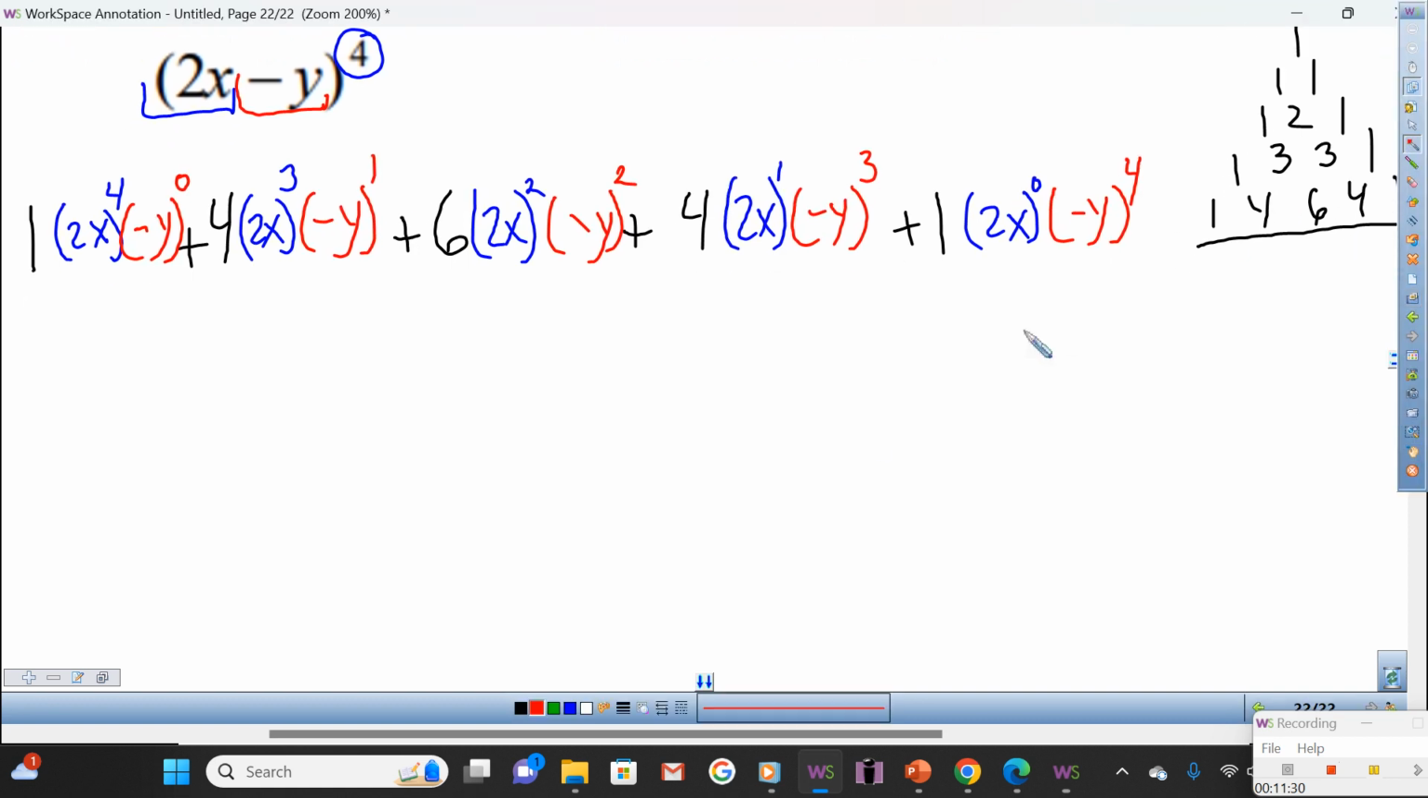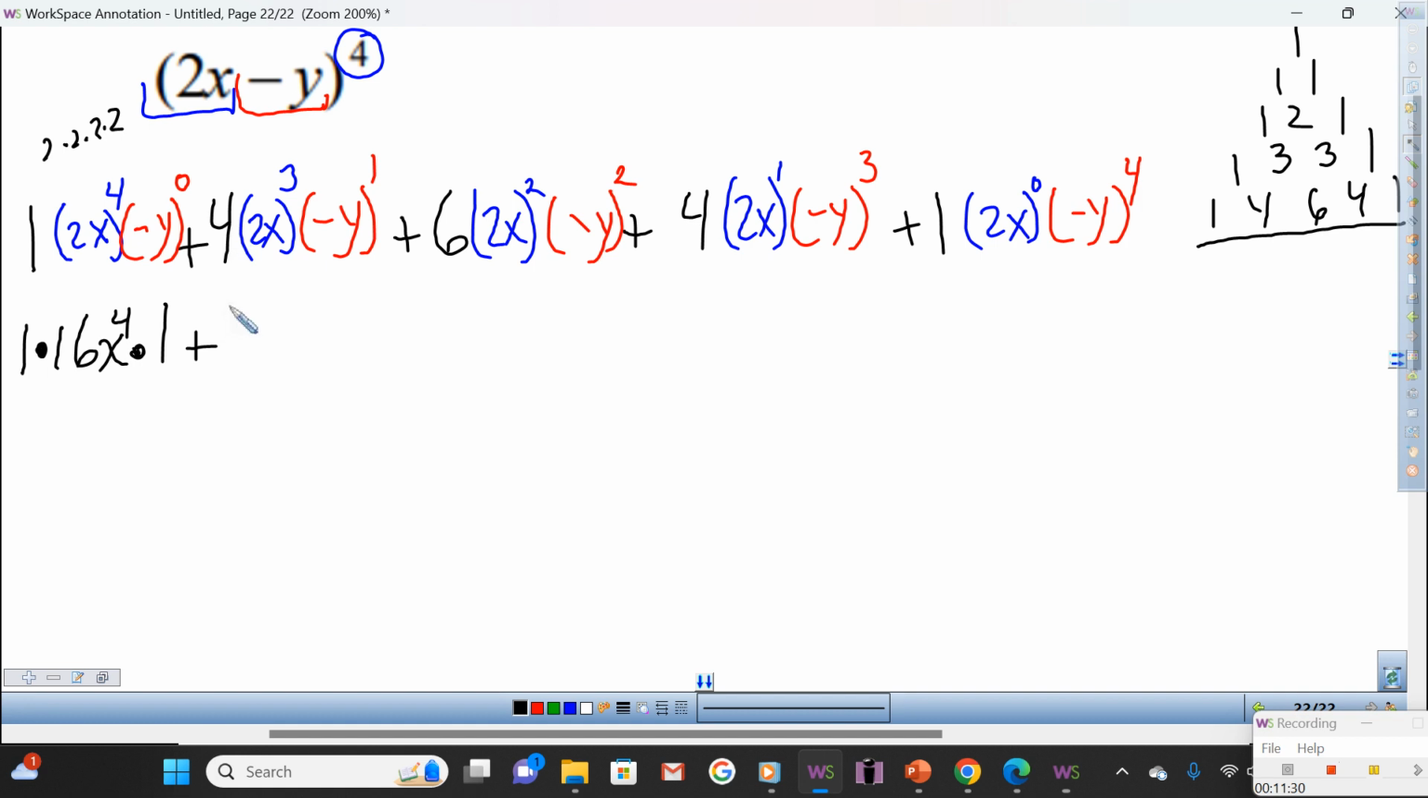All right. So, next step, we're going to multiply the exponents to each of those parentheses. So bring down the 1 times. What is 2x to the 4th power? Well, first, what is 2 to the 4th? 2 times 2 times 2 times 2, which is 16. Yes? And x to the 4th. Times. What is negative y to the 0 exponent, or any number to the 0? 1. That is correct.